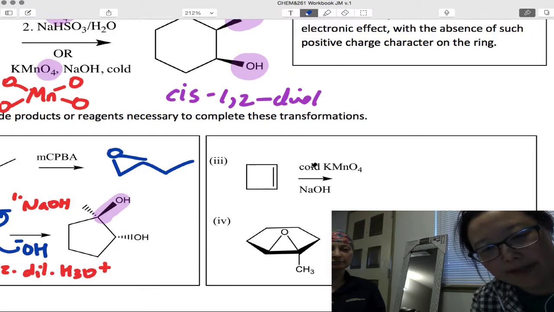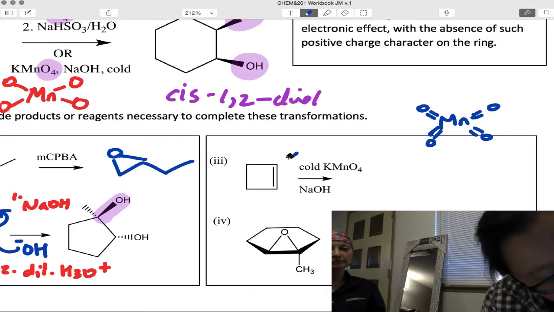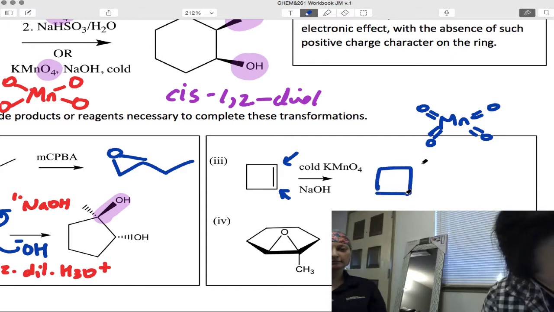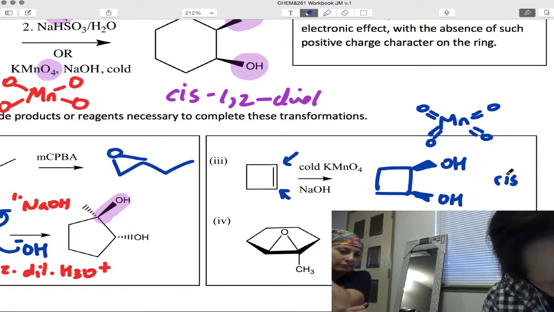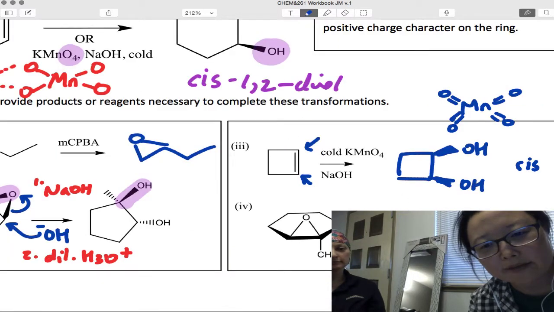For number 3, this is cold KMnO4, and I'm picturing permanganate like this, right? It had the 4 oxygens. So I know it's adding to the same side of the alkene. So that means I'm going to make the OH groups on the same side. So this is a syn addition or a cis 1,2-diol. And that's this reaction we just did right here. And then the last one is another epoxide ring opening, but this time it's in acidic conditions.